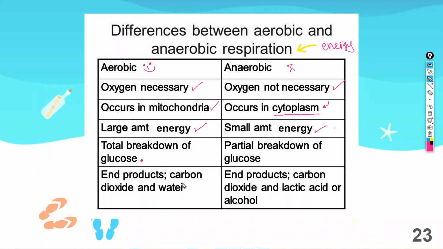Also, in aerobic respiration, the end products are what? Carbon dioxide and water, and of course, energy. I should probably put energy here. But in anaerobic respiration, you don't just get carbon dioxide, you also get things like lactic acid or even alcohol. But you also get what? Energy. And as you all remember from last week, lactic acid is really bad.